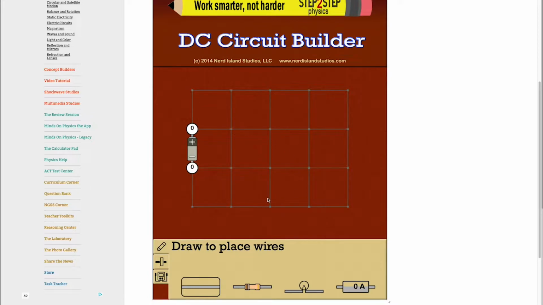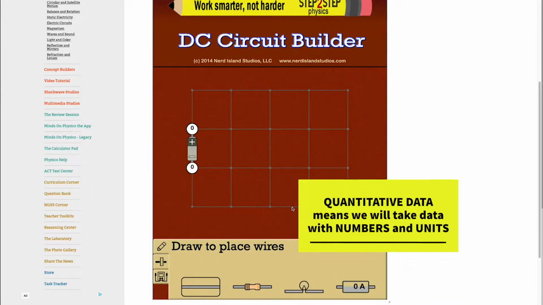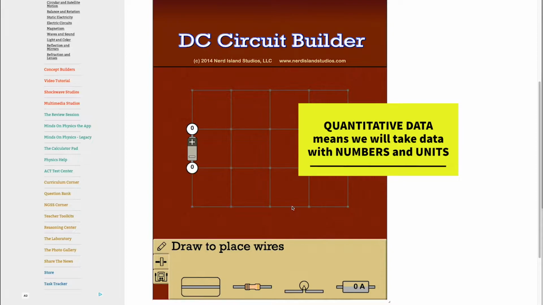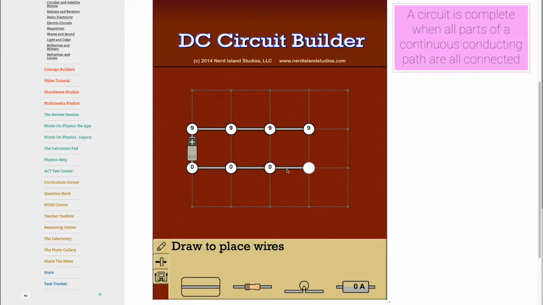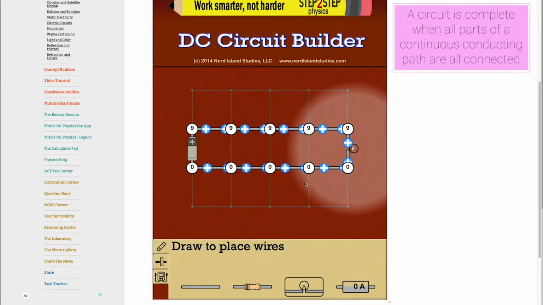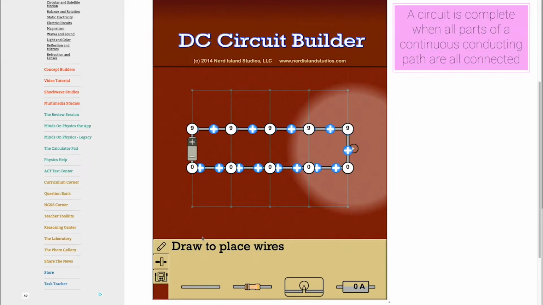We're going to use this to take quantitative data. That means that we are going to get numbers to see how the current, voltage, and resistance are all related in a circuit. A couple things that we've learned so far is that a circuit is complete when all parts of it are in a continuous conducting path. That means that the circuit needs to be closed and all the materials in the circuit need to be conductors. Once I closed it with the light bulb, you can see that the light bulb turned on and all the electrons immediately started moving.